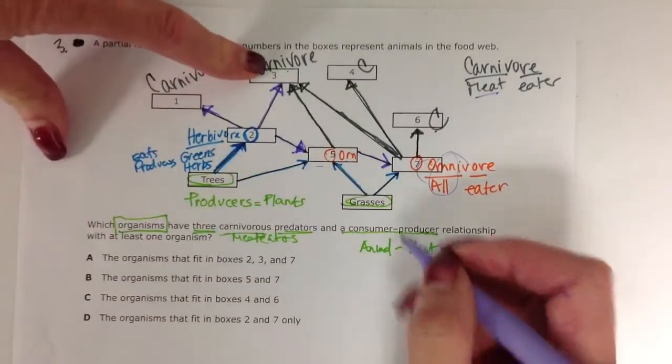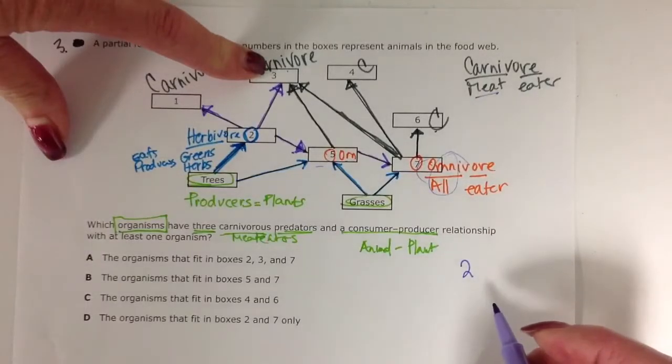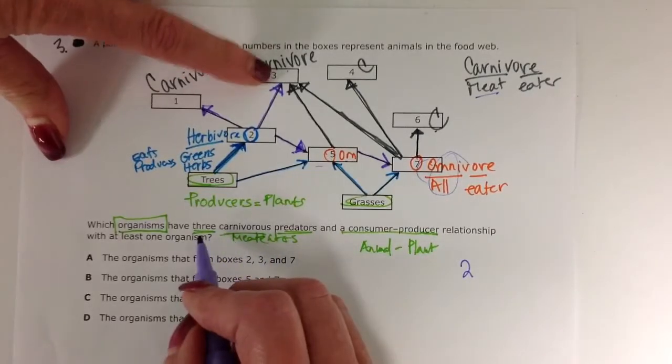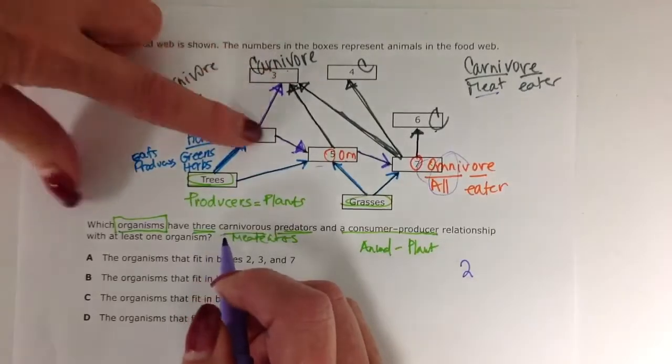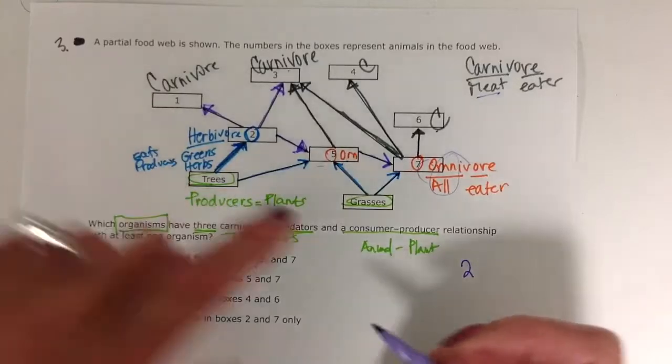Let's look at box 3. Box 3 is getting energy by eating meat only, so it does not qualify. It's the carnivore itself, so it's not an organism that has 3 other organisms feeding off of it. It's feeding off of 3. So 3 is out.